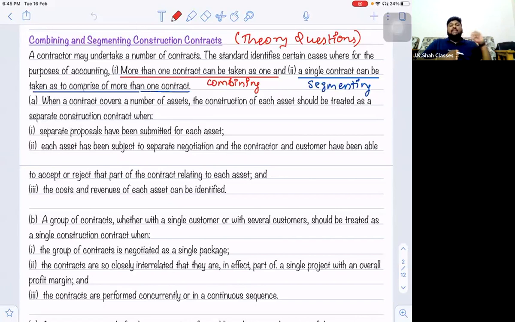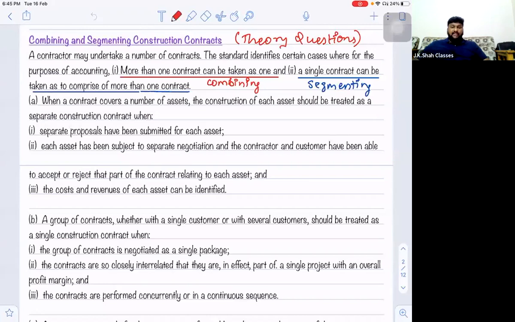And when that can be done, that is called combining contracts. It means you are constructing 4 different assets, so there are 4 different contracts, but you can combine them together as one single contract. That is one possibility.